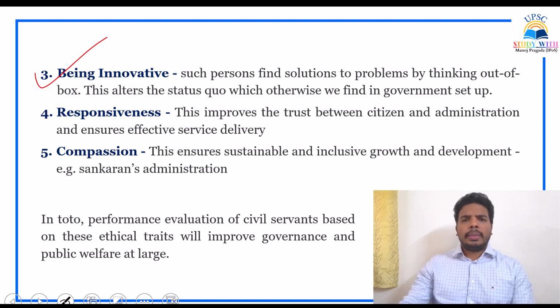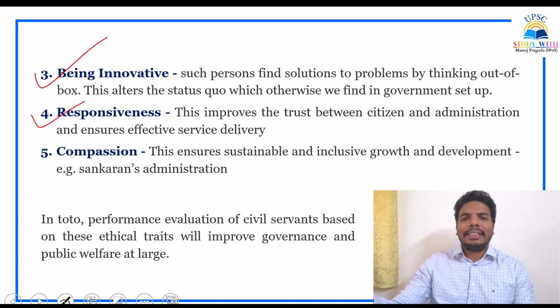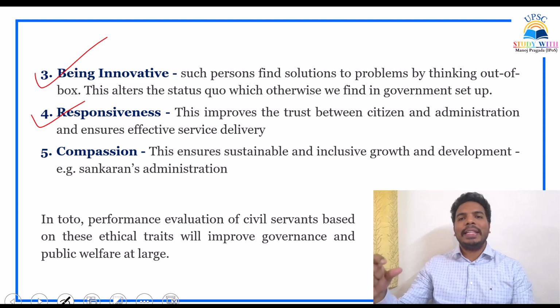You go to the DOPT website and the DARPG website, the Department of Administrative Reforms and Public Grievances. There you will see the contribution of so many public servants, IAS officers, IPS officers, IRS officers, and officers of many other services who are innovating in their domains and improving governance. So you have to find a solution to the problem by thinking out of the box. Next is responsiveness. This is also very, very important these days, especially with the emergence of social media and the internet.